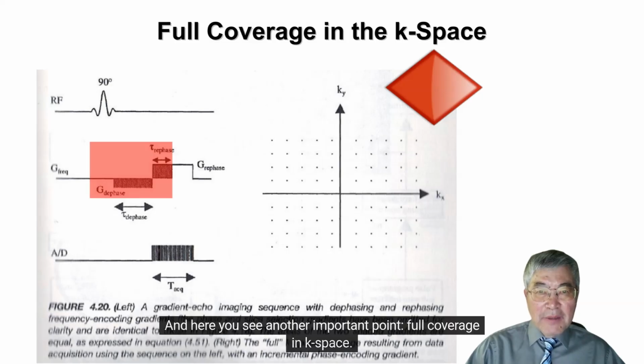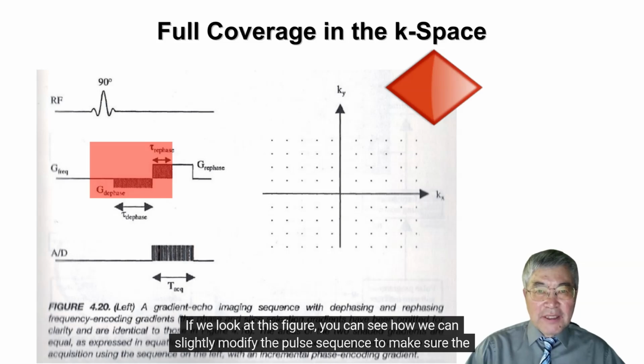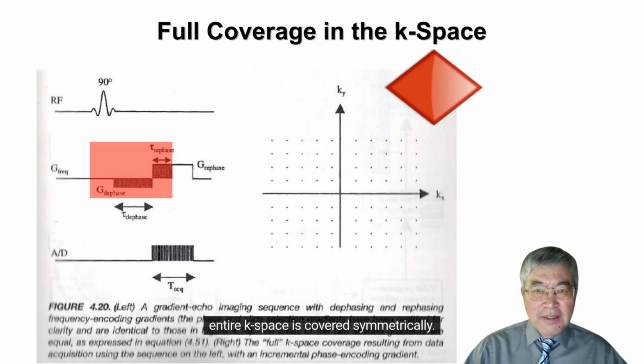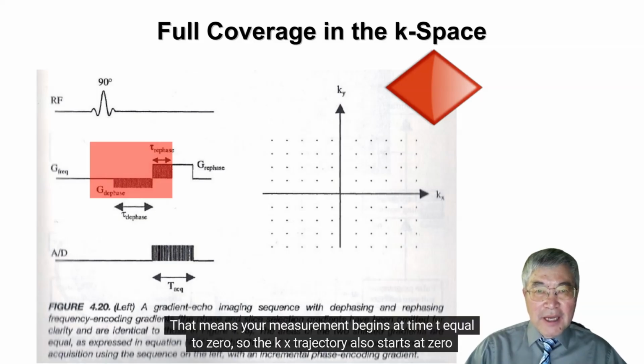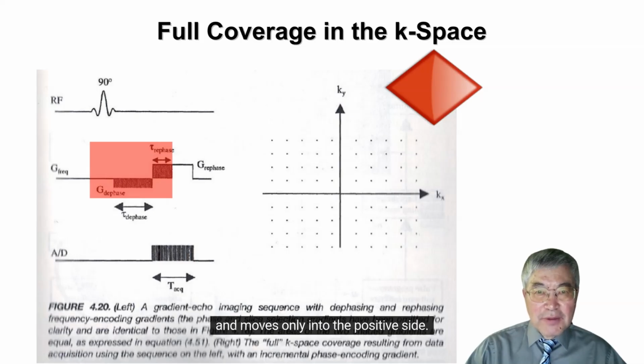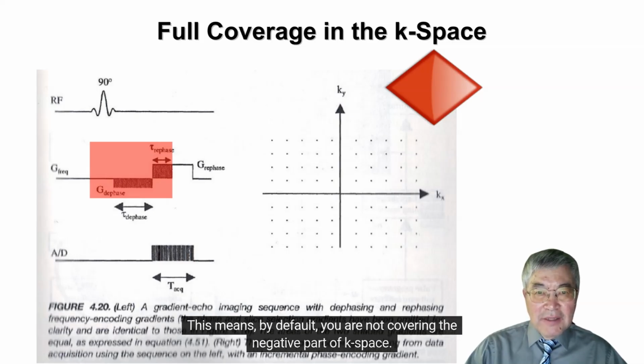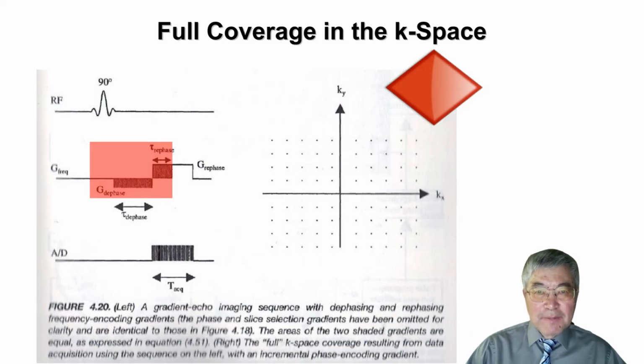And here you see another important point, full coverage in K-space. If we look at this figure, you can see how we can slightly modify the pulse sequence to make sure the entire K-space is covered symmetrically. Normally, during frequency encoding, you simply start your data collection right away. That means your measurement begins at time t equal to 0, so the Kx trajectory also starts at 0 and moves only into the positive side. This means by default you are not covering the negative part of K-space. So how do we fix this?